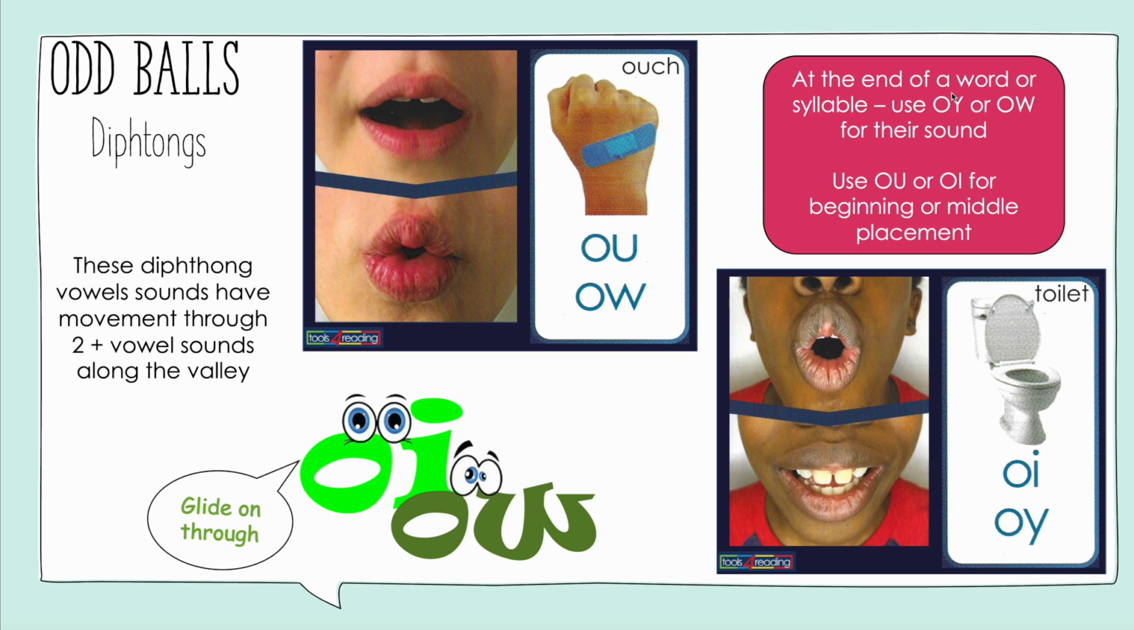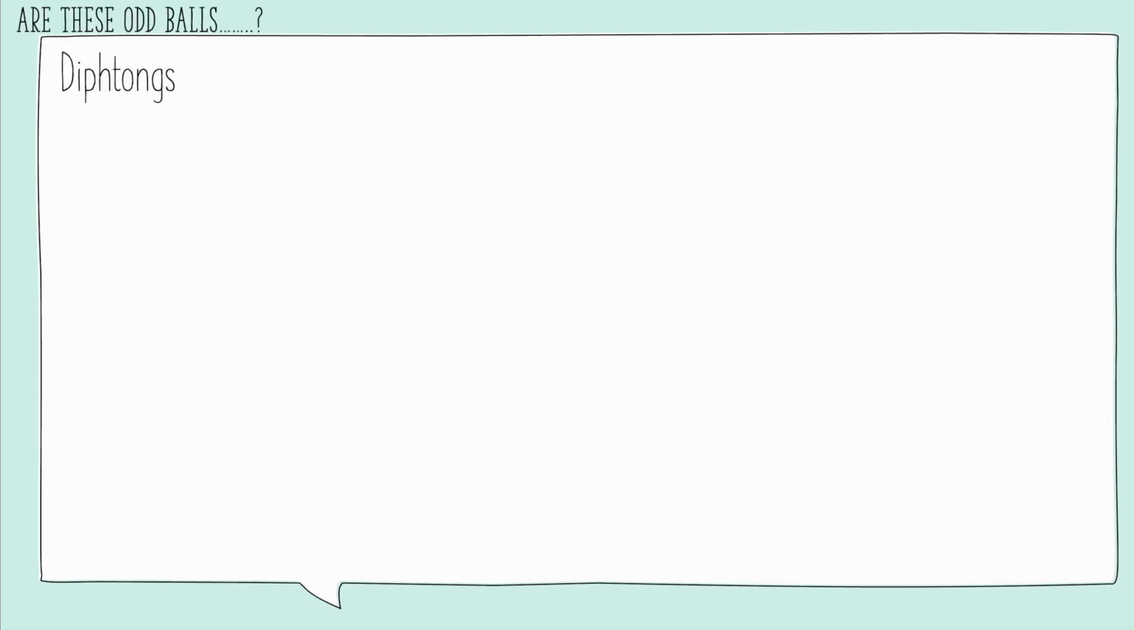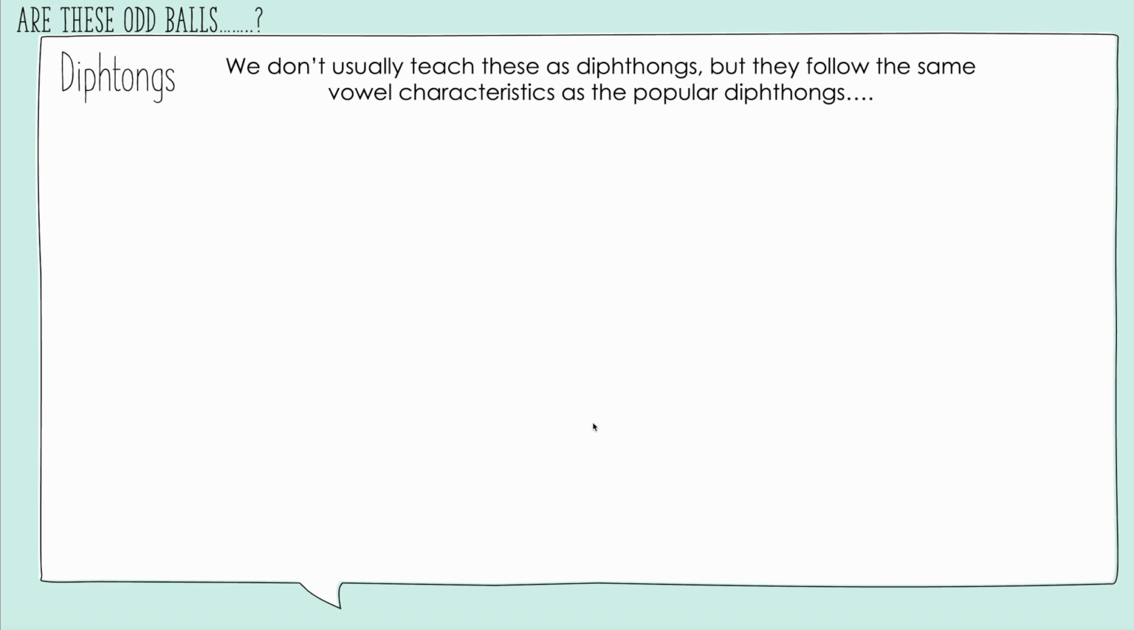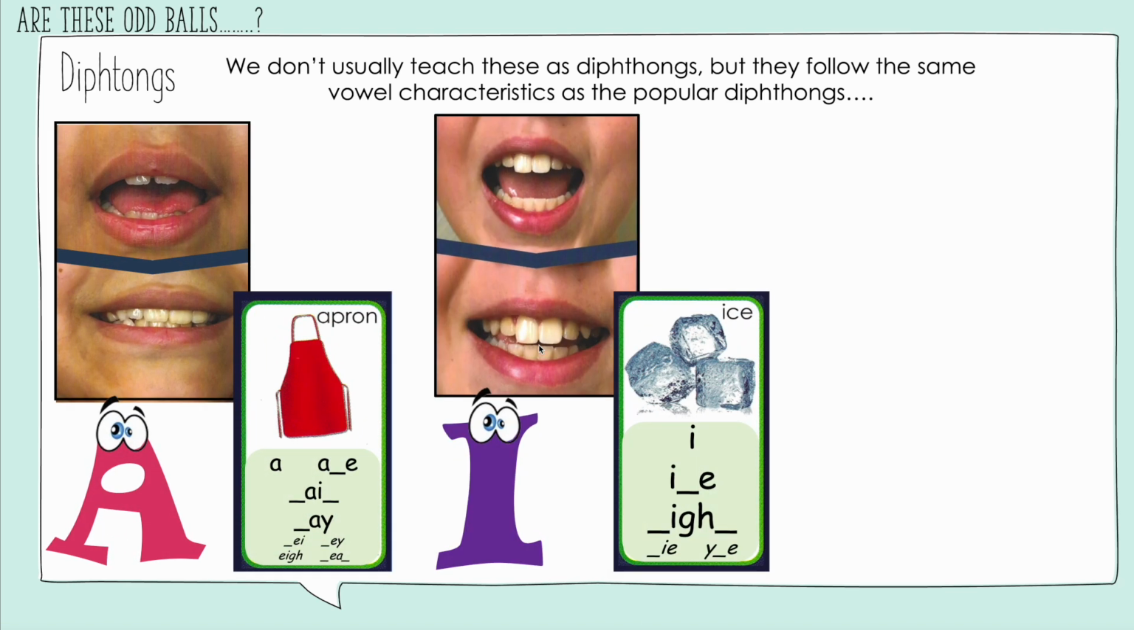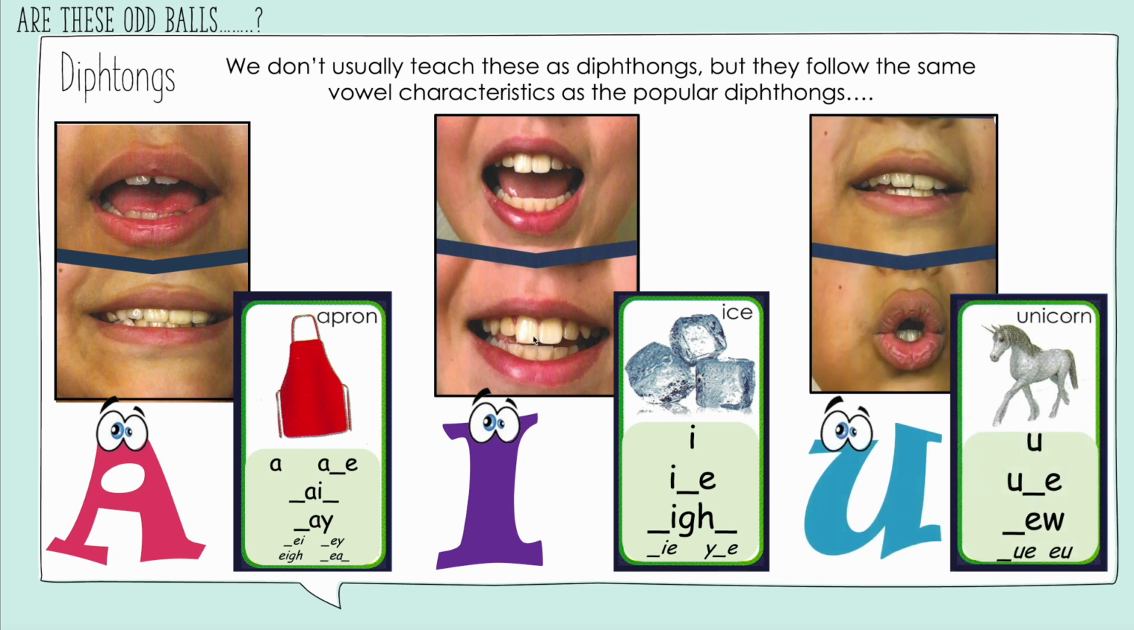Now, the fun thing about OI and OW, you have a couple of guidelines that help with knowing when to use what. OY and OW will be most likely at the end of a syllable for their sounds, and OU and OI will be most likely in the middle or the beginning. So that's the placement you kind of want to gear kids towards. Now, again, I was talking earlier about how these, I feel, follow the characteristics of a diphthong, but we usually don't teach them as diphthongs, and that would be A, I, and U. If you think about what's happening with your mouth, you start with an E, A.